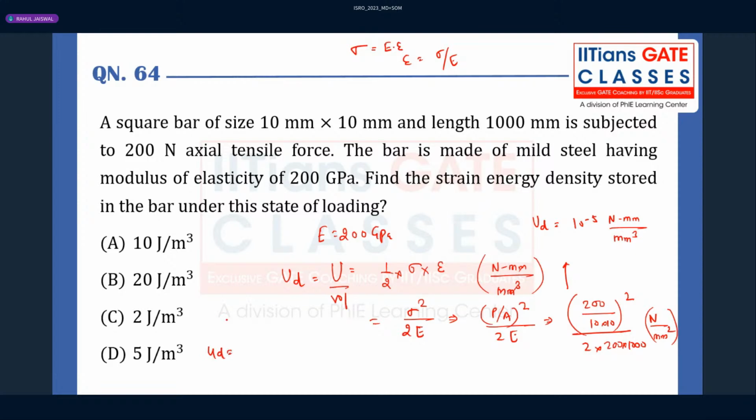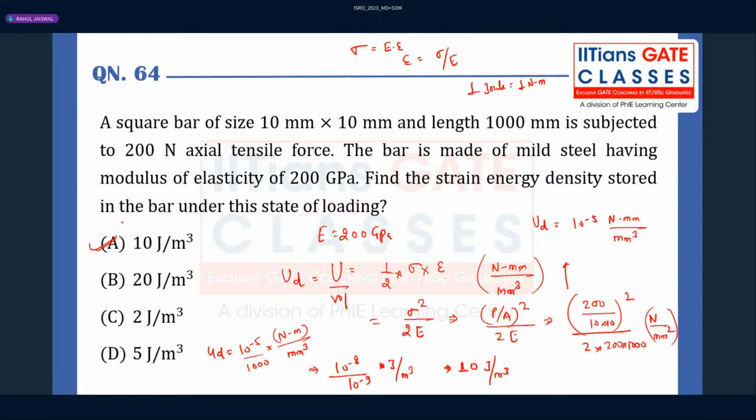Now the game for this question is unit. You have to be very careful about the unit. 1 joule is 1 Newton meter, so that will again be divided by 1000. So that is Newton meter divided by mm cube. They are asking in joule per meter cube. So we can write 10 power minus 8 divided by 10 power minus 9 joule per meter cube. So what should be the answer then? 10.